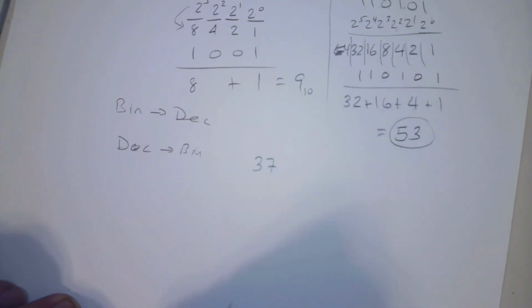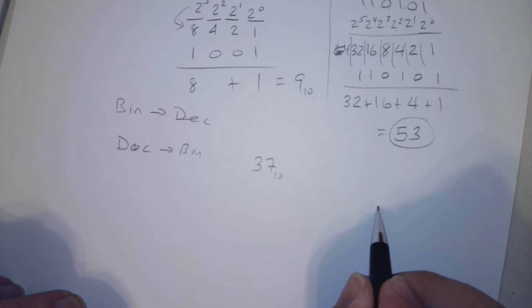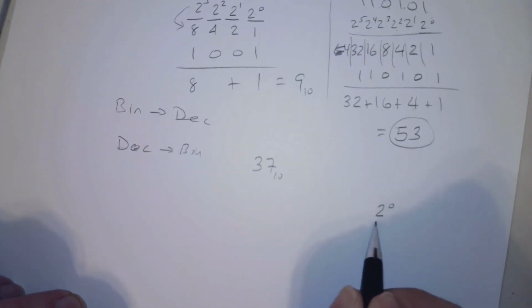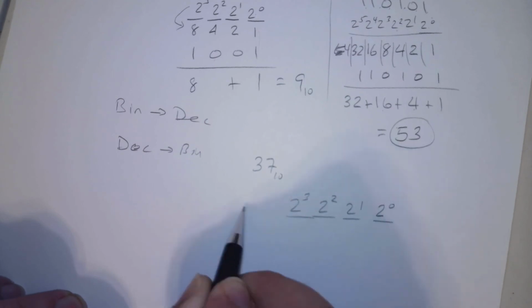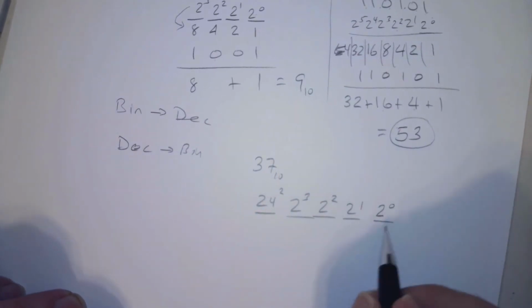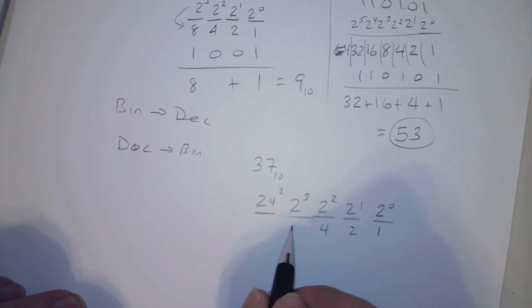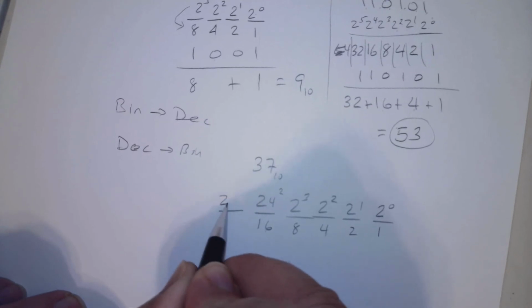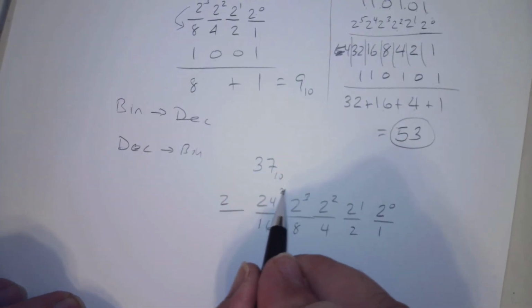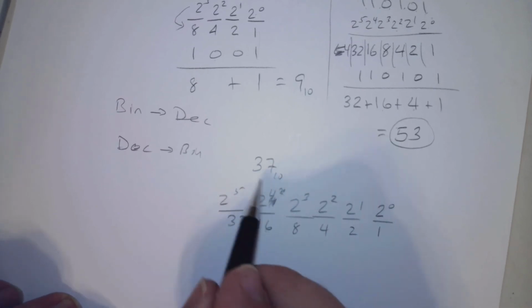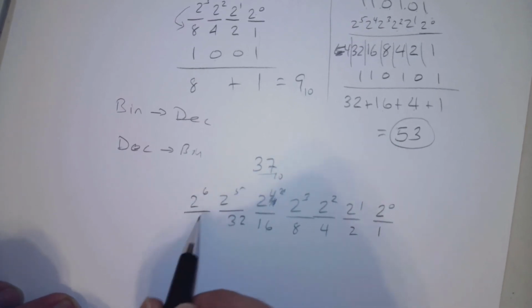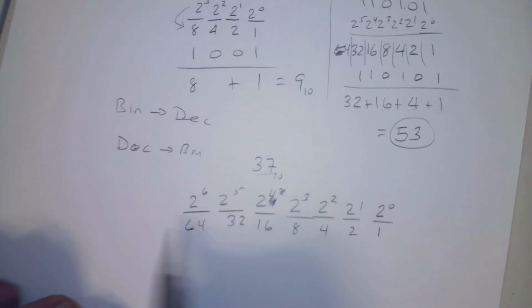Let's say 37. This is base 10. What is it in binary? So let's see. We have 2 to the 0, 2 to the 1, 2 to the 2, 2 to the 3, 2 to the 4, so that's 1, 2, 4, 8, 16. 2 to the 5th, 16 times 2 is 32. We still need a bigger one, so we have to go in here. 2 to the 6, which is 64. So that way we will be sure to include everything, even though 32 is all we're going to need.